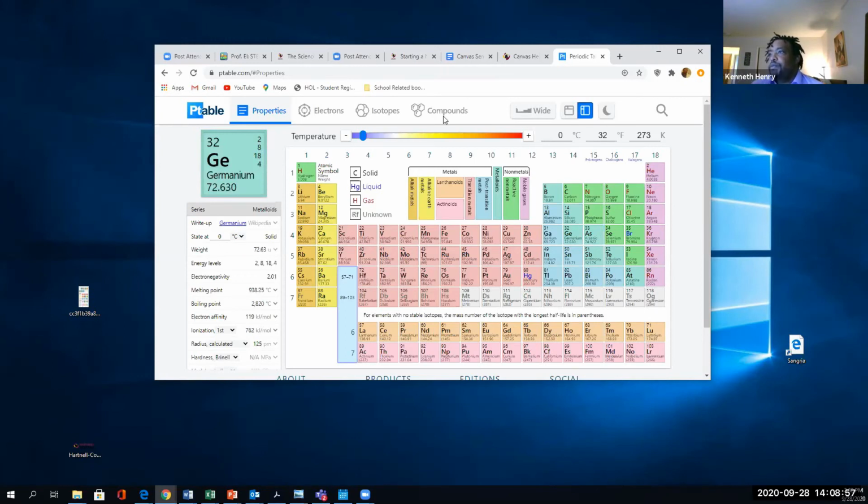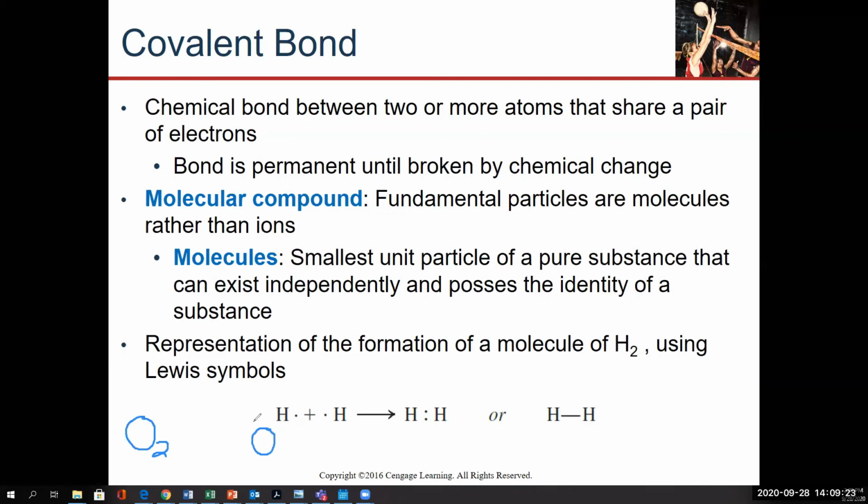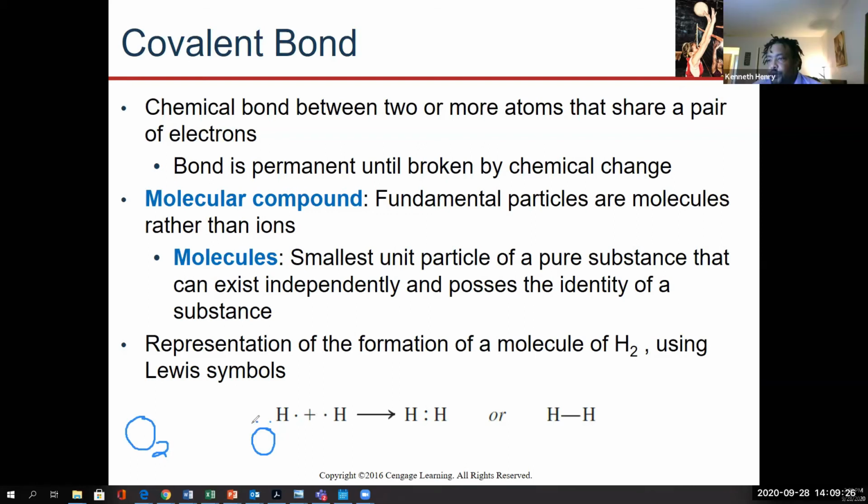Okay, so let's go back. Let's talk about oxygen. Oxygen, we know, is diatomic. So if I'm saying O2, how many valence electrons does each of those oxygens have? 6 each. So we have 1, 2, 3, 4, 5, 6, and we have 1, 2, 3, 4, 5, 6.